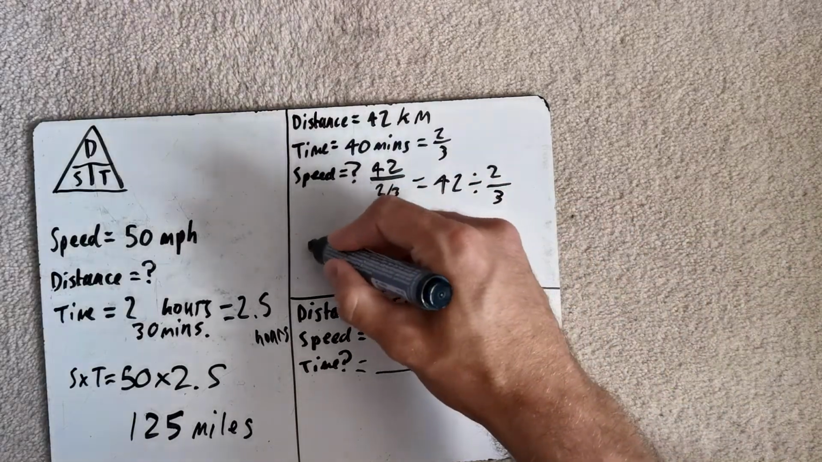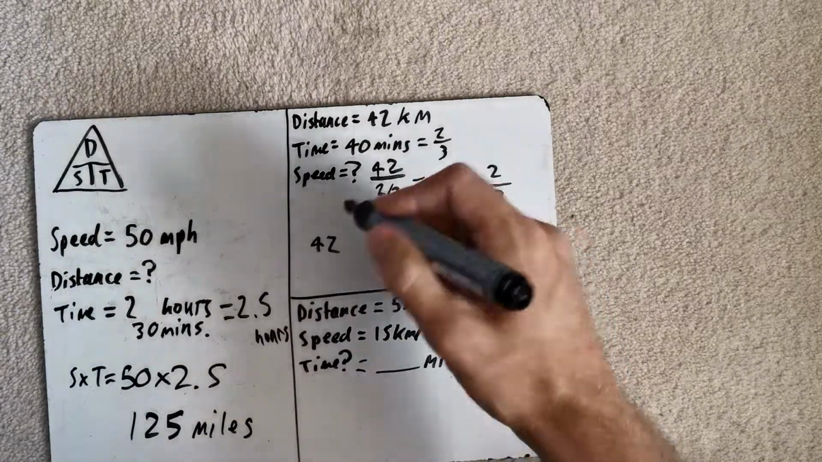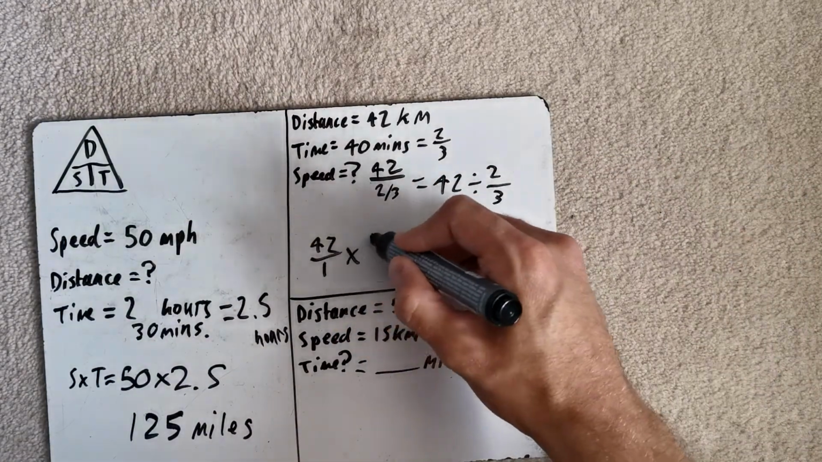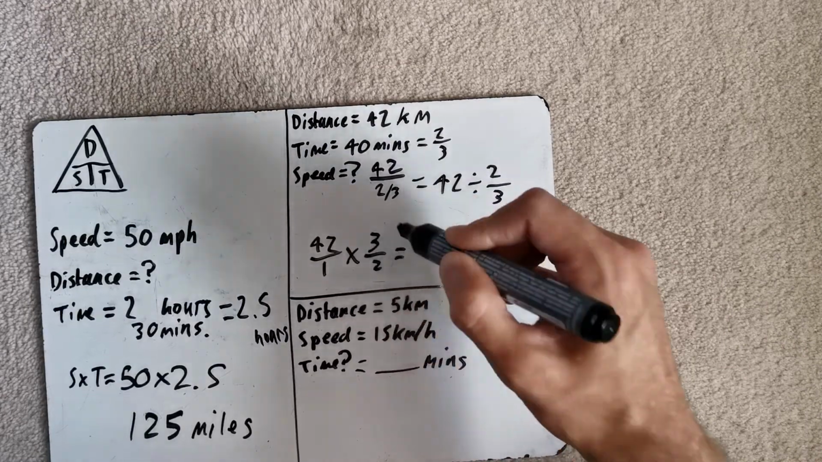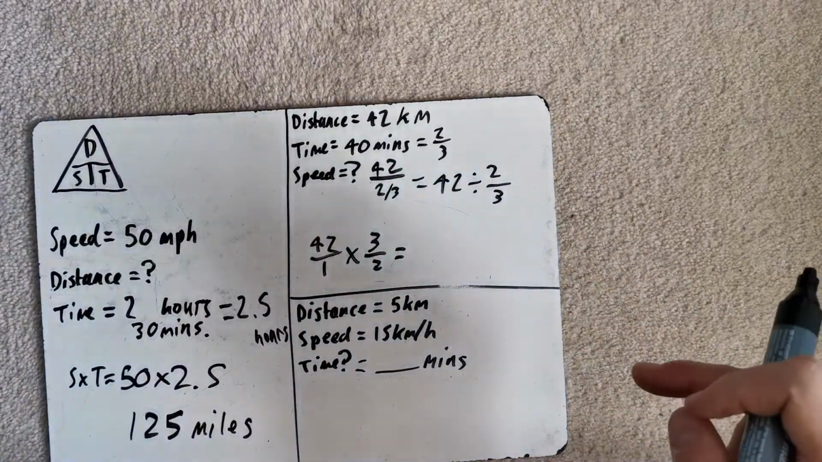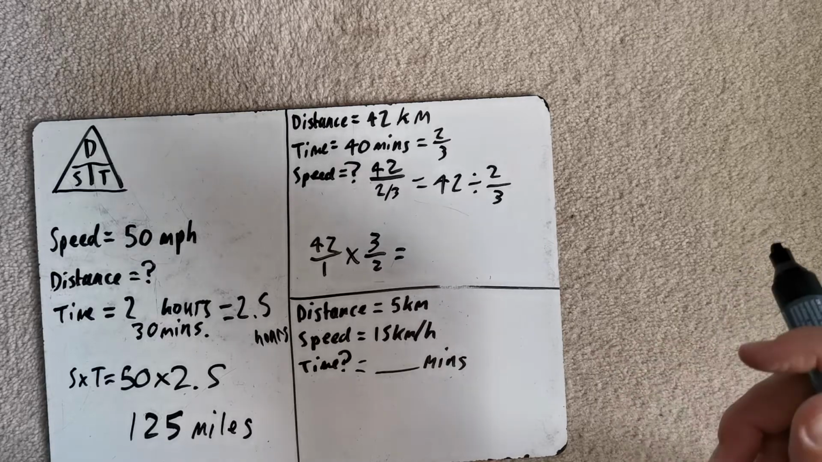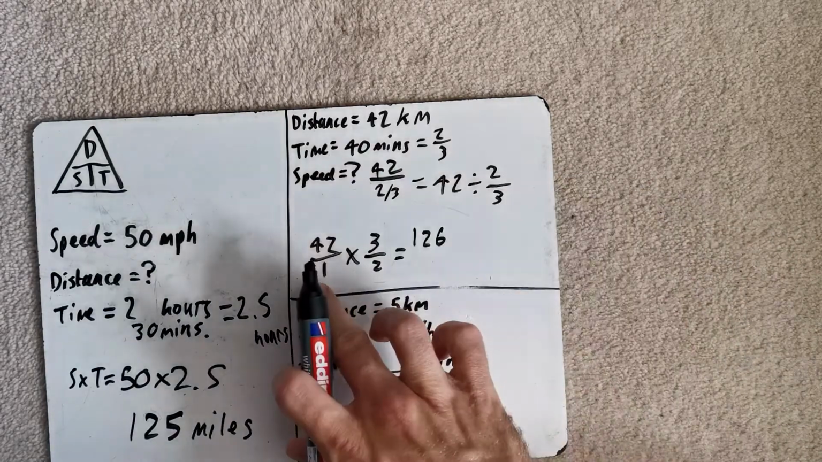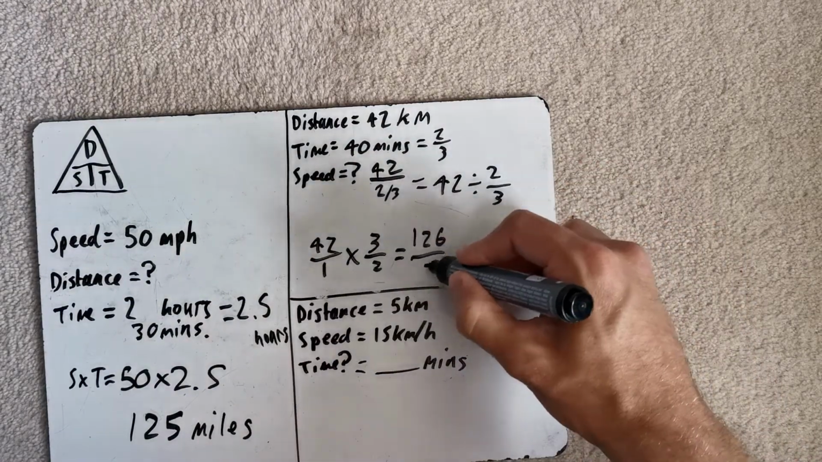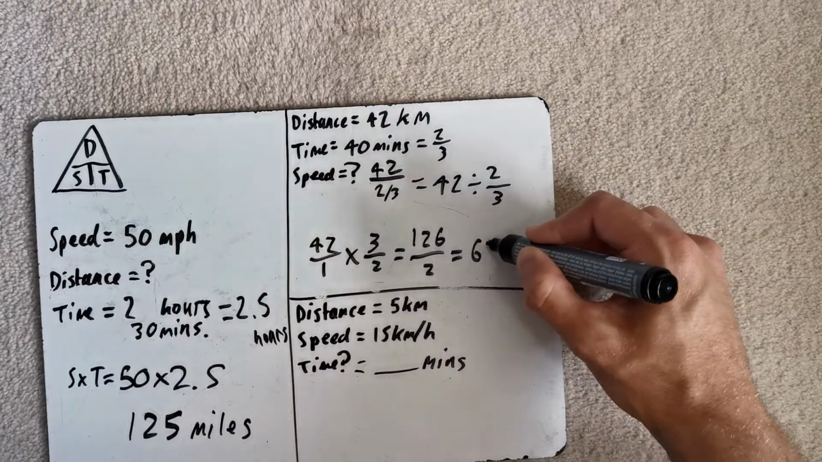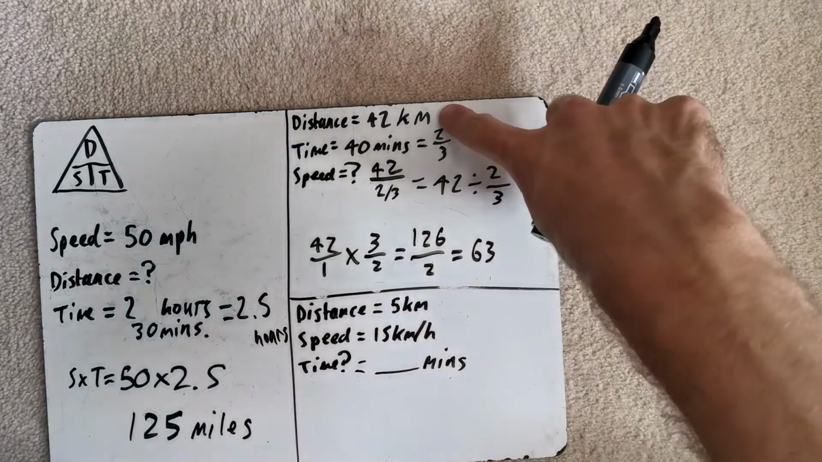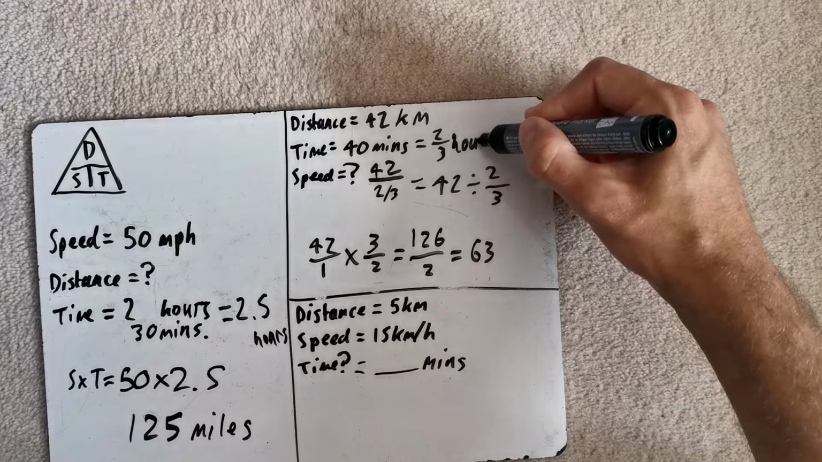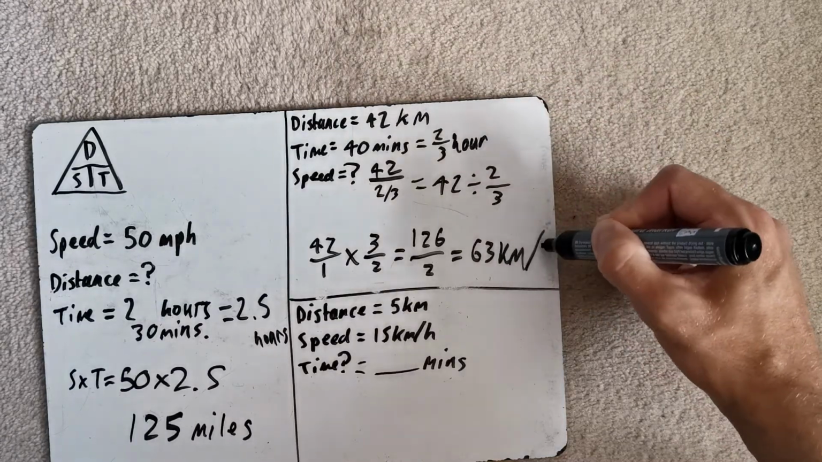You do keep, change, flip. Keep. Now it's not a fraction. Let's turn it into a fraction. 42 divided by 1. Keep, change, flip. 42 times 3. So 40 times 3 is 120. 2 times 3 is 6. So 126 over 2. 126 divided by 2 is 63. That's kilometres. 2/3 is 2/3 of an hour. So it's going to be kilometres per hour.